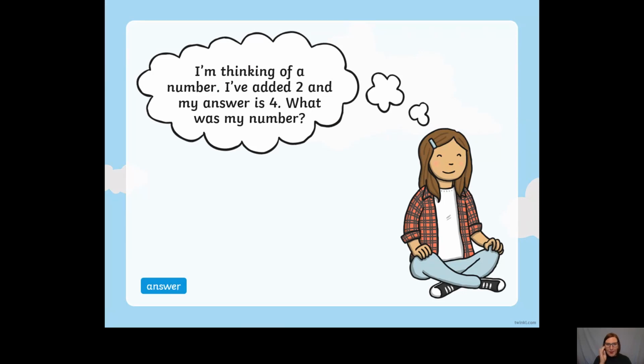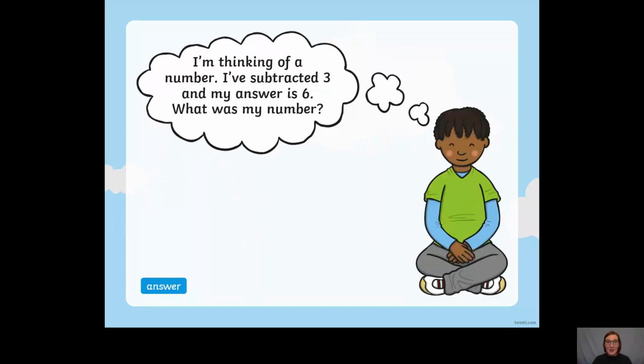So I'm thinking of a number and I've added 2. And now my answer's 4. What was my number? I want you to pause the video and have a go at working that out. How did you get on? Let's see. Did you notice that the answer is 2? That's right. Because I started with 2 and I added 2 more. So my answer is 4. Well done. Let's try another one.